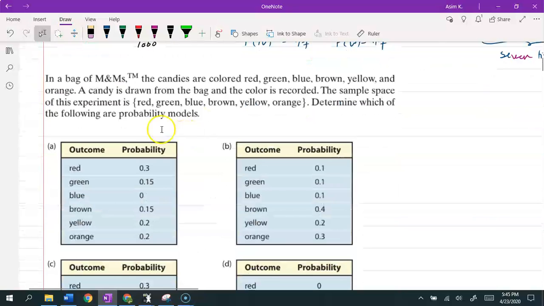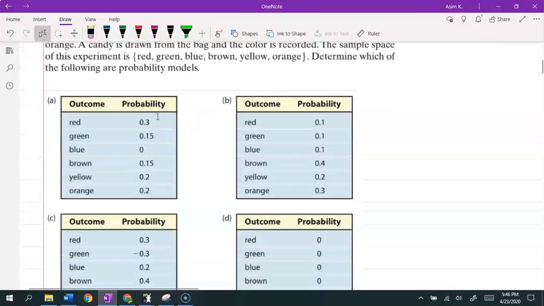Now, the next set here says you have a bag of M&Ms, and they're colored red, green, blue, brown, yellow, and orange. So I did Skittles with you earlier, what I thought was Skittles, and this is M&Ms. And it says determine which of the following are probability models. So a probability model is going to be only something that needs to add up to 1. So the addition of all of the probabilities needs to equal 1.